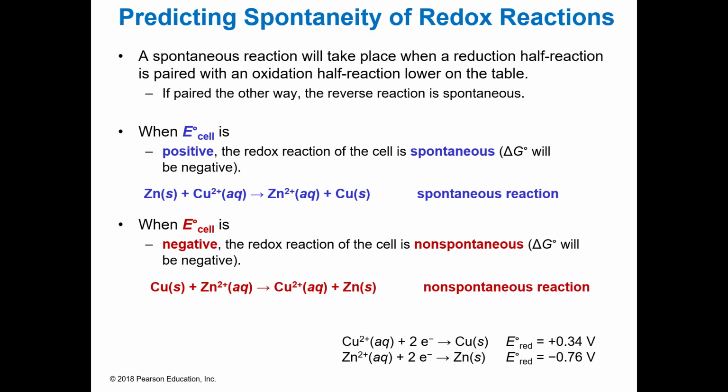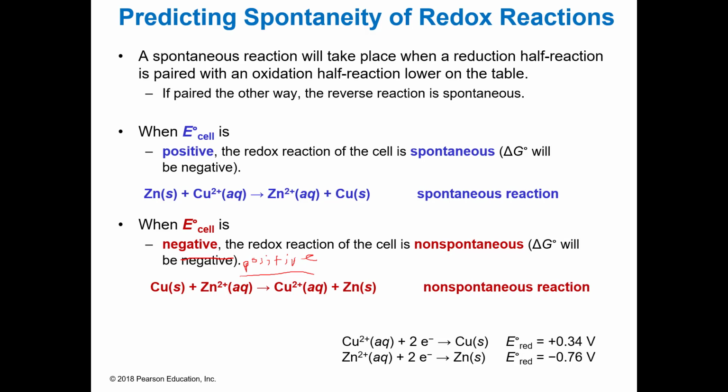We've already seen it. If the standard cell potential is negative, then the standard Gibbs free energy change will be a positive value. Oops, there's a typo on this slide. It will be positive here. Let me write that. It shouldn't be negative, it should be positive here. And so this reaction is going to be non-spontaneous in the forward direction. So we would say this is not a galvanic or voltaic cell because it's not spontaneous. It's non-spontaneous.